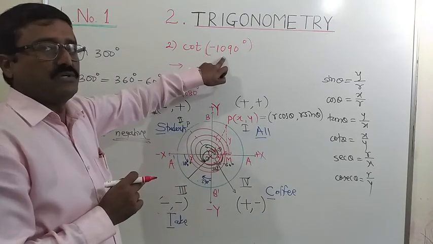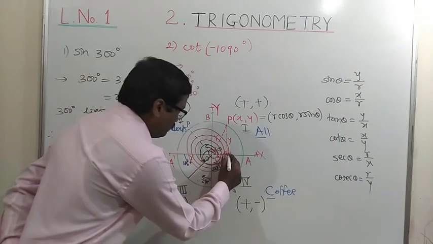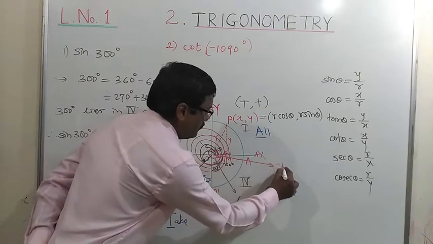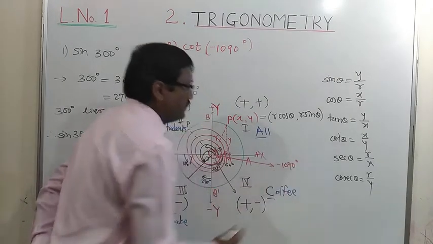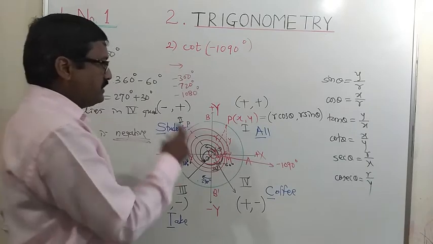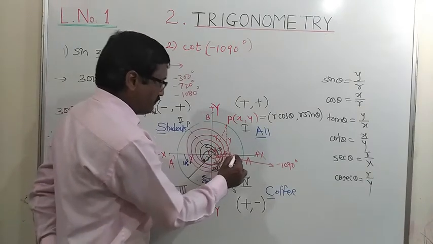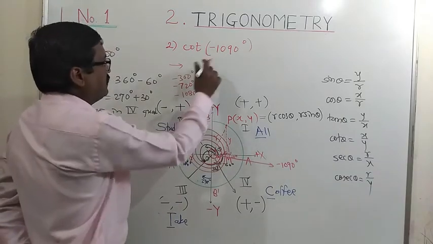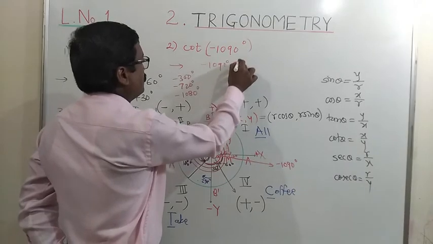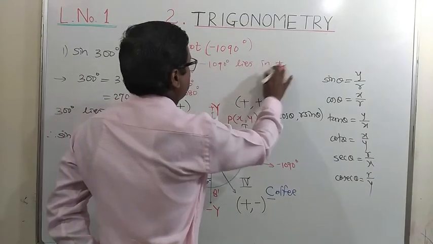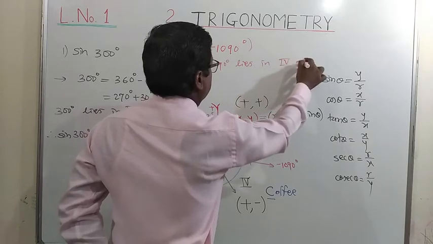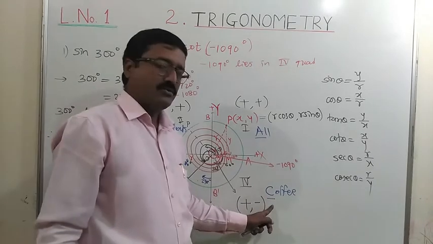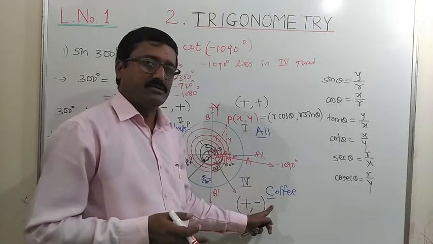Now this is negative 1090. So after that we are rotating through 10 more degrees. After completing 3 complete rotations and 10 degrees, we will reach minus 1090 degrees. So this angle, minus 1090, lies in the fourth quadrant once again, and in the fourth quadrant, cos is positive and sec is positive, but cot is negative.